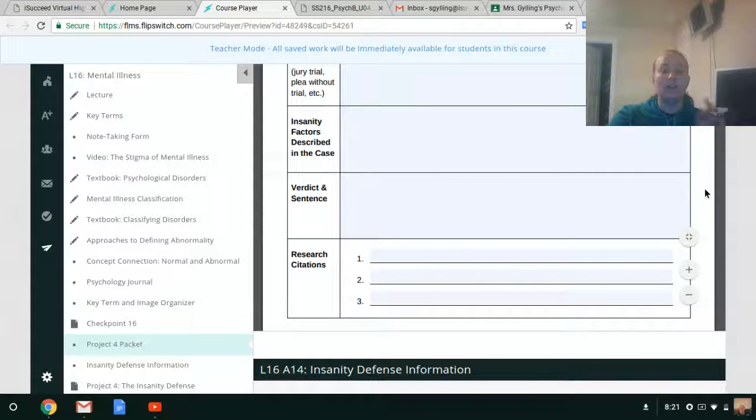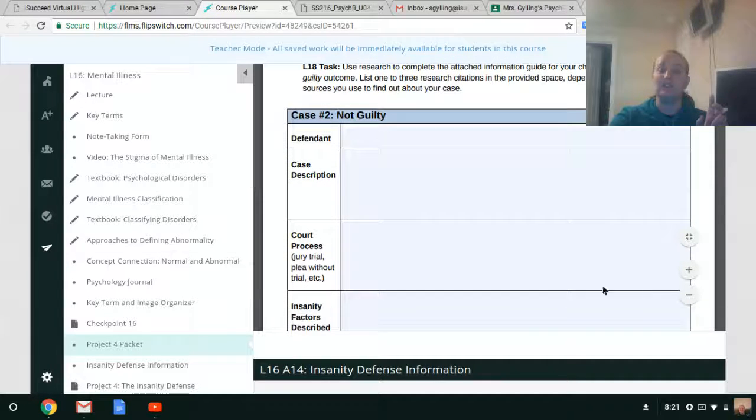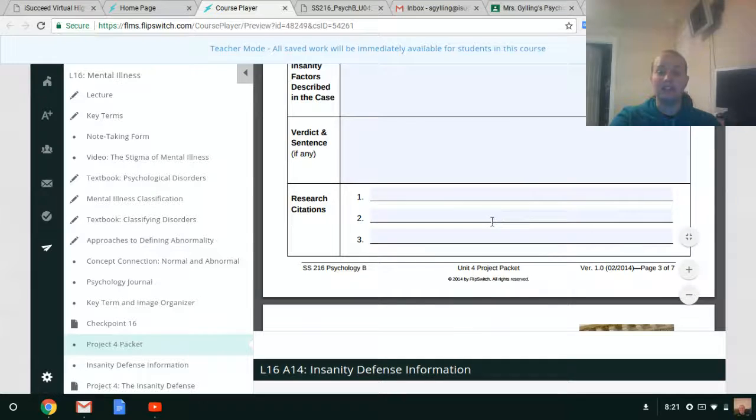So for your second lesson of the unit, you'll do the guilty, and then for your third lesson, you'll fill out the not guilty section and do the same thing. Do the research on that case and give your citations.